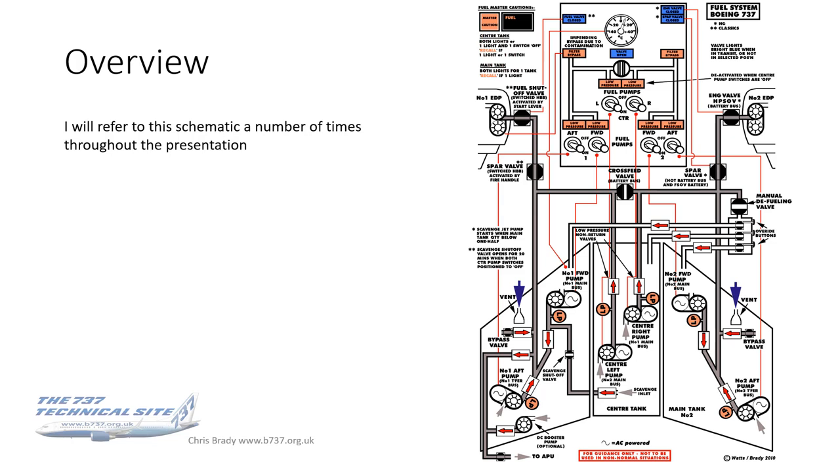Okay, so just by way of an overview, what I've got here is a schematic I've drawn up. Those of you who've got the book or seen it on the website will be familiar with this. It's very similar to the one in the FCOM, a little bit more detail here and there. And it's also a hybrid of the classic and the NG system, labelled as such for differences. It's always an issue with me exactly how much detail to include on these schematics without making them too busy and too unintelligible. But anyway, there it is. It's for your reference if you need it.